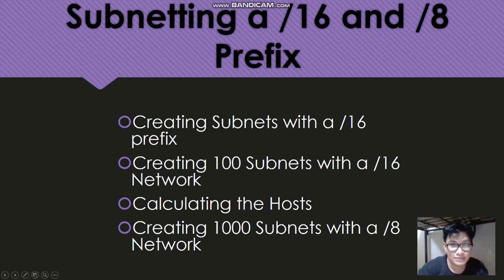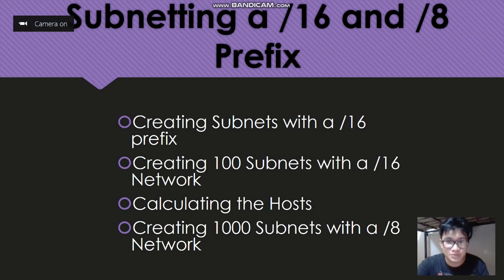Next one is subnetting a /16 and /8 prefix. Creating subnets with a /16 prefix. In a situation requiring a larger number of subnets in IP version 4, a network is required that has more host bits to borrow from.